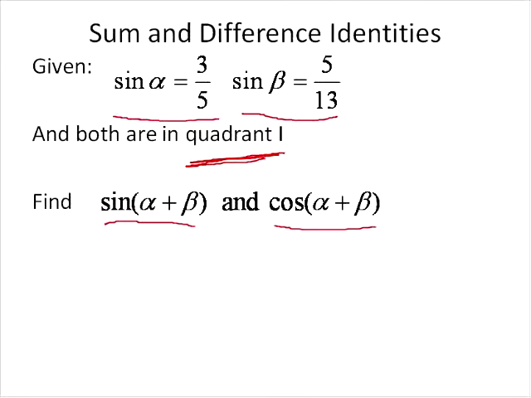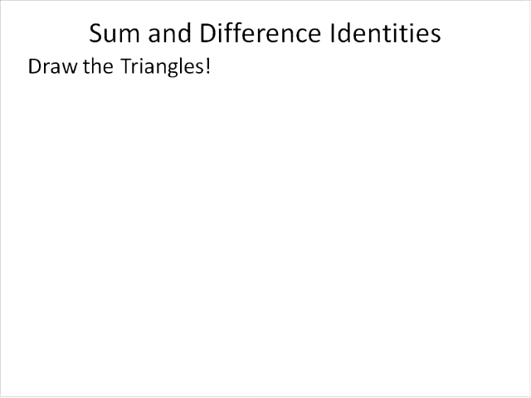The very first thing you absolutely must do is draw these triangles out. Now they're both in the first quadrant, so I'm going to put the first one here on the right hand side. So I've got my XY axis, and I'm going to draw a little angle here. Now it's clearly not drawn to scale, but this angle here is alpha. Now we're told that the sine of alpha was 3/5, so that's the opposite over the hypotenuse.